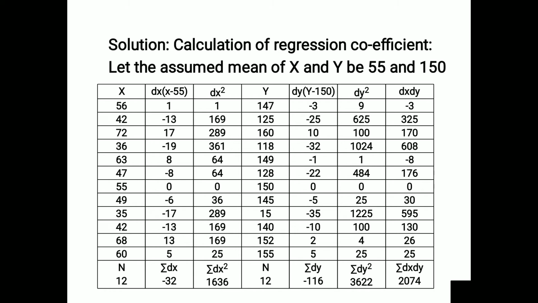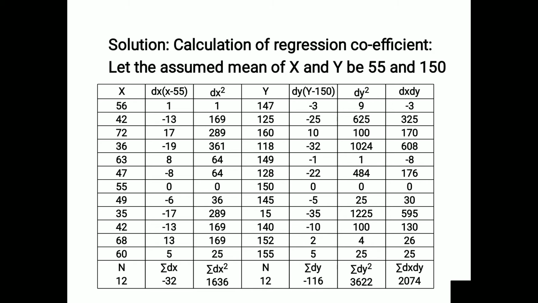Now coming to y, again the number of observations of y is 12 here. For the calculation of dy, the assumed mean of y is considered as 150 here. So 147 is the value of y, and 147 minus 150 amounts to minus 3. In the same way, 125 minus 150 is minus 25. The same calculation has to be continued for the whole column and we should obtain sigma dy, that is minus 116. Be careful about the plus and minus signs here.